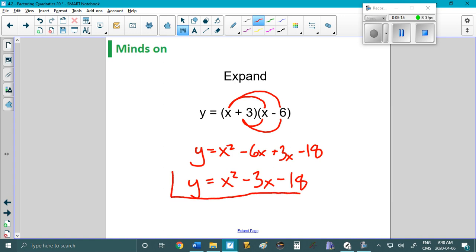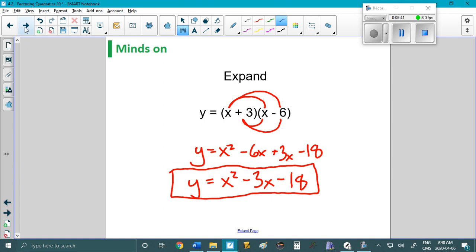If I asked you right now what the y-intercept of this parabola is, I'm hoping you would tell me it's negative 18, because that's the last term here. Or sub in x is 0, these disappear, and you're left with negative 18. If I asked what the zeros are, you would look at the factored form up here. The zeros would be negative 3 and positive 6. Hopefully you remember that from last unit.